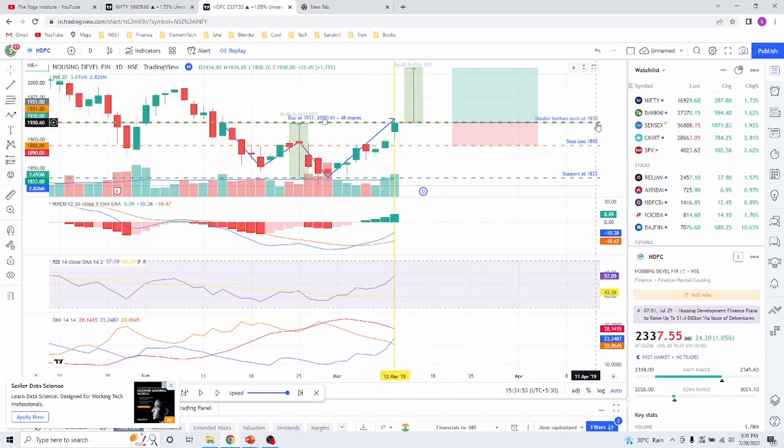And we are buying it currently. It is at current close price. You can see it is at 1930. You can see here current close price is at 1930. So I'd like to buy it at 1931.